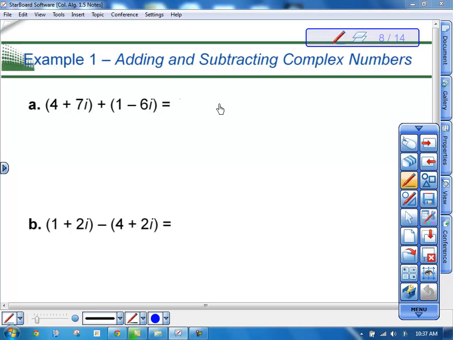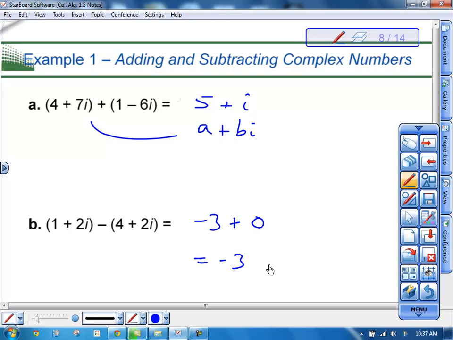When you add, 4 plus 1 gives you 5, and 7 plus -6 just gives you 1i. So the answer would be 5 plus i, written in standard form, a plus bi. Okay, when you subtract, 1 minus 4 gives you -3, and 2 minus -2 gives you 0. So this is just -3 plus 0i, but you can just write it as -3.